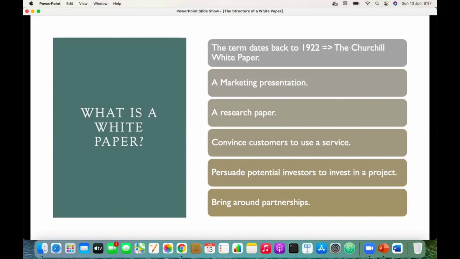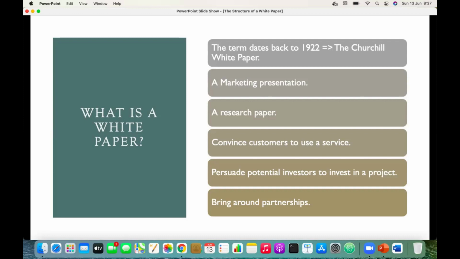Its main goal is to convince customers to use a service or a product that we are trying to create using blockchain technology. It's used to persuade potential investors to invest in our startup, which is extremely important. Now, investors don't have time. So once more, we need to stick to the point.